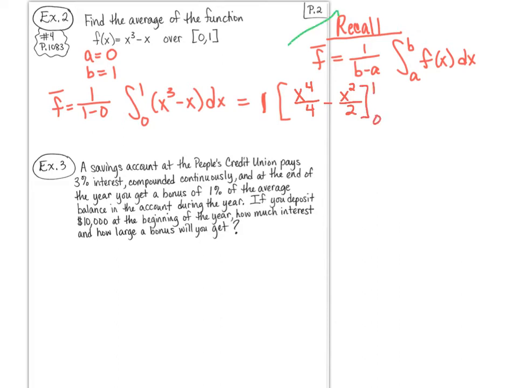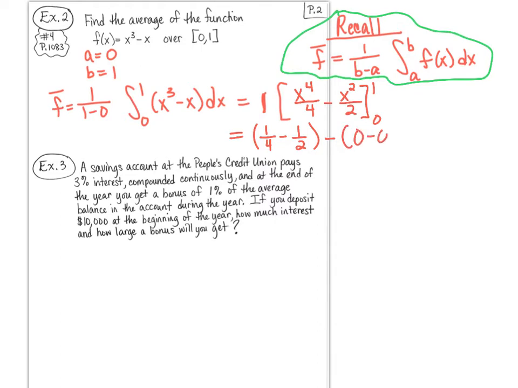And let's separate the recall from our work so we won't get confused there. So now we substitute in 1. That gives us 1/4 minus 1/2. And then we subtract what we get when we substitute in 0. Well, that's 0 minus 0. No fun. 1/4 minus 1/2 is negative 1/4. So that is the average value of this function f of x equals x cubed minus x over the closed interval [0, 1].